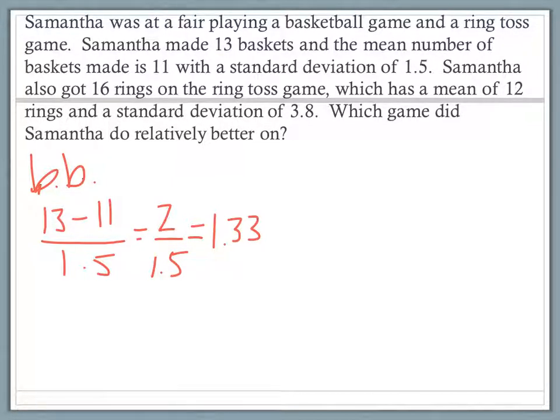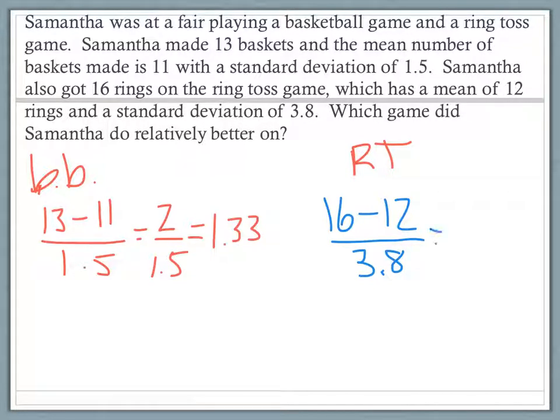Now let's do the ring toss game. I'm going to go RT for ring toss. I'll switch colors and go to blue. For ring toss, we got 16 rings minus our mean, which is 12, all divided by our standard deviation, which is 3.8. That'll be 4 over 3.8. Then I'm going to do that in the calculator, 4 divided by 3.8, and I got 1.05.